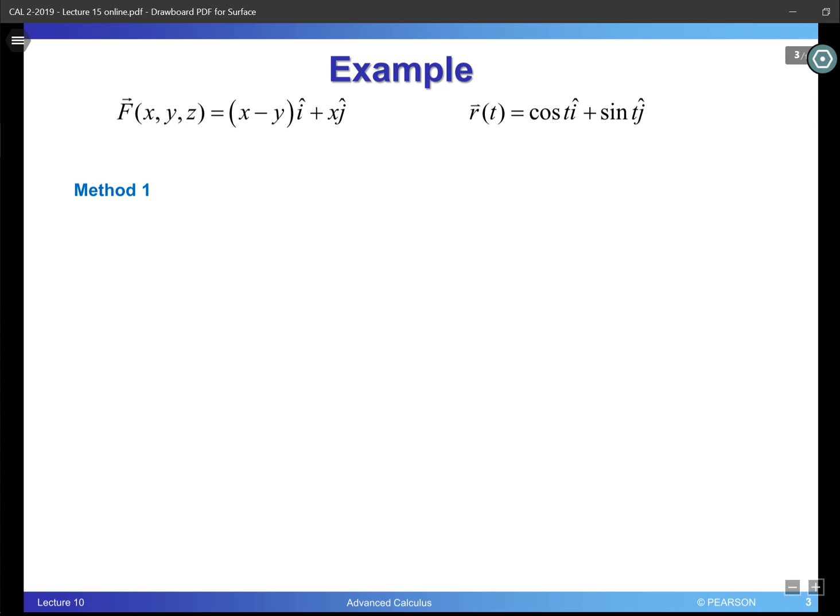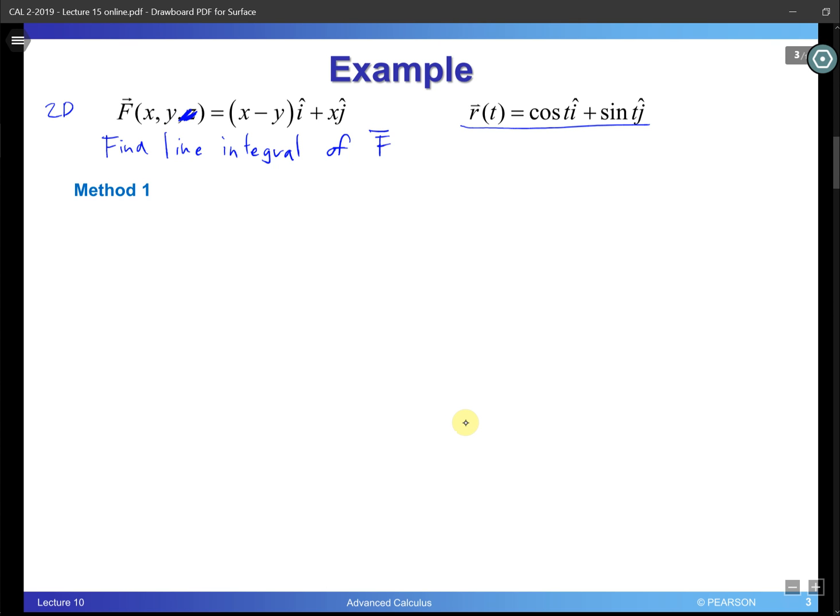Alright, so what do we have here? We have this vector field F, and we have a mistake here. This is just x and y, so just cross z out. So we have this vector field in 2D. Alright, and we have this path, cosine t i and sine t j, and we need to find the line integral of F(x, y) along r of t.